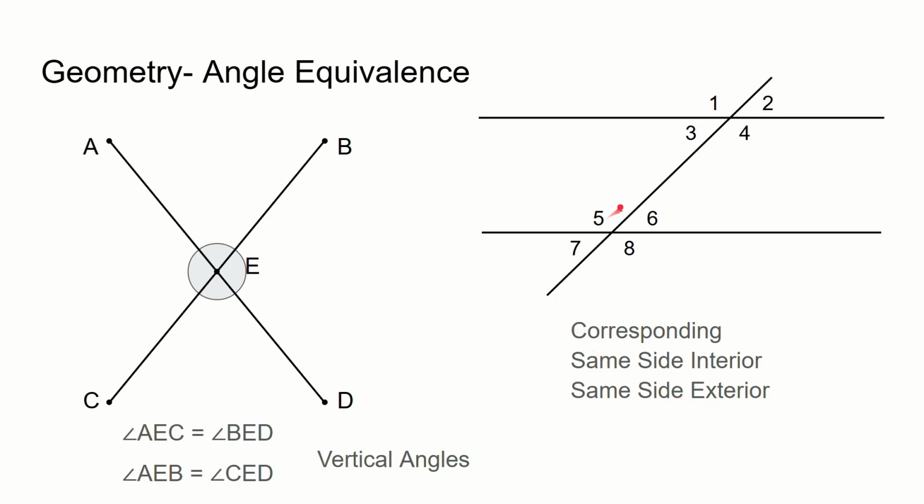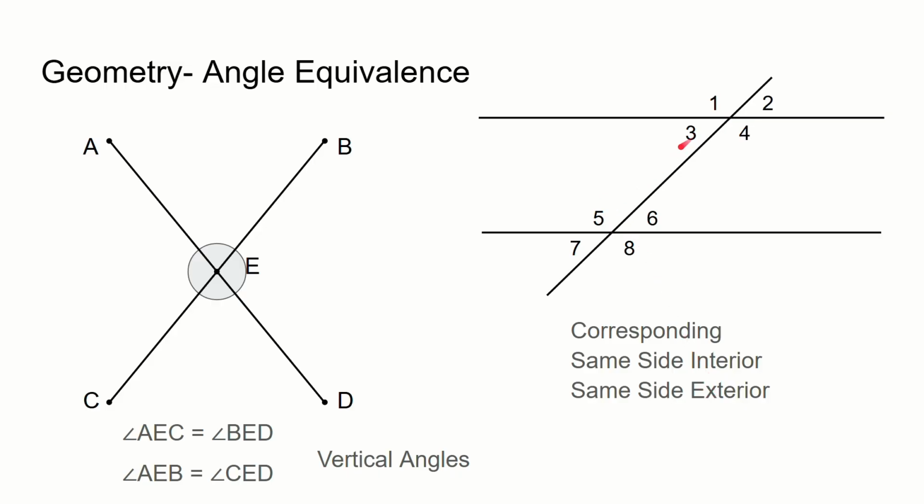So same side refers to being on the same side of the transversal. So 1, 3, 5, and 7 are on the same side. 2, 4, 6, and 8 are on the same side. So same side interior will be on the inside of the parallel lines. So 3 and 5 are interior. 4 and 6 are interior. Same side exterior will be 1 and 7 and 2 and 8. And same side interior and same side exterior will all be supplementary.